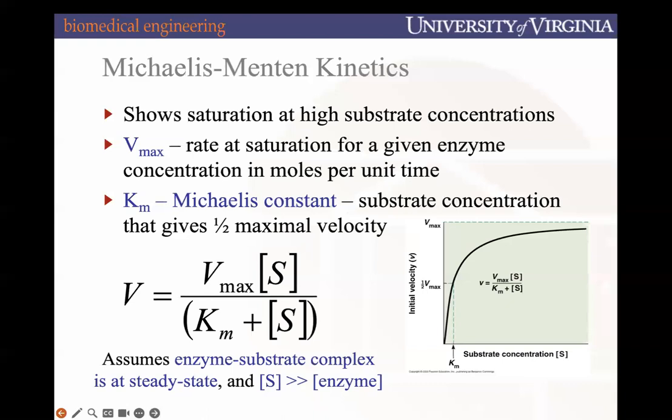What's important to note here is that there are two key assumptions for this model that will help you determine the rate of reaction. The first one is that it assumes the enzyme-substrate complex, that's the enzyme meeting its substrate, is at steady state, meaning the rate of change of that concentration is zero. So it's always going to be at some steady state level.